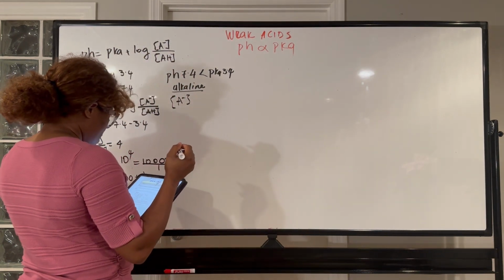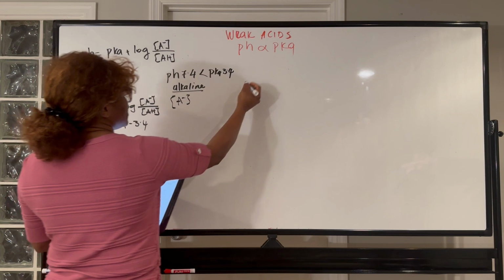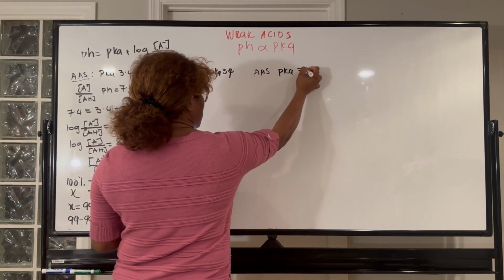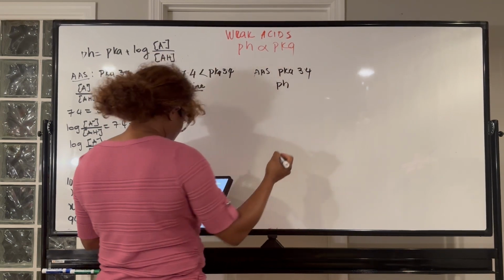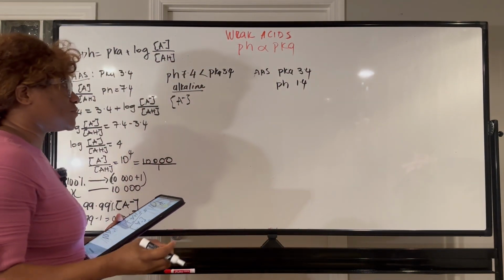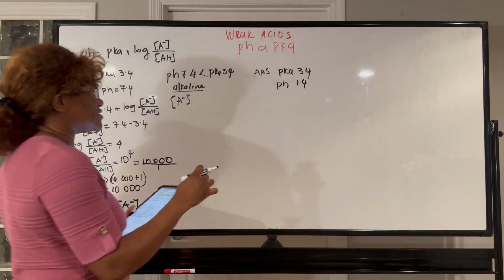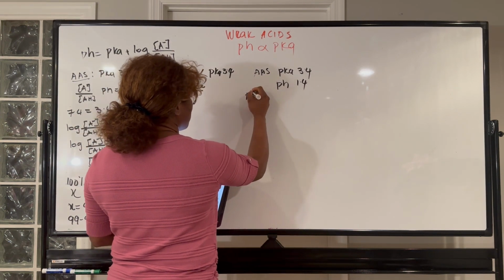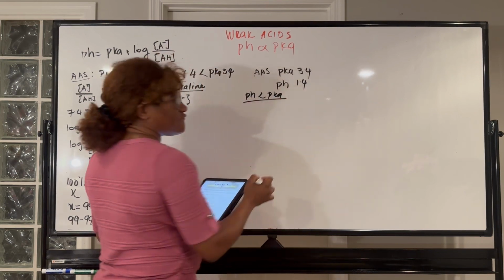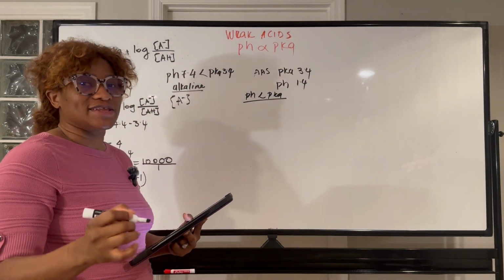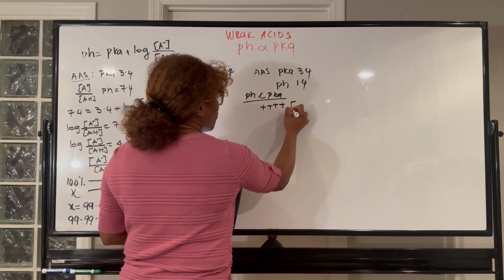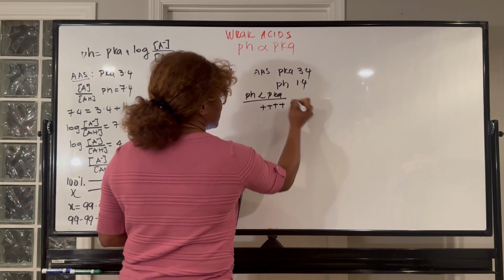We're still going to stick with aspirin with a pKa of 3.4. Now what will happen if our pH drops to 1.4, if our pH becomes more acidic? Right here, we have a pH less than the pKa. So we know we are in an acidic environment and our acid works better in an acidic environment. So we already know that we're going to have more non-ionized drug.